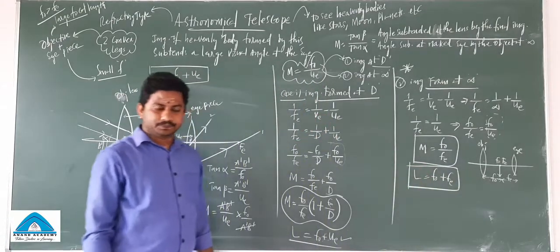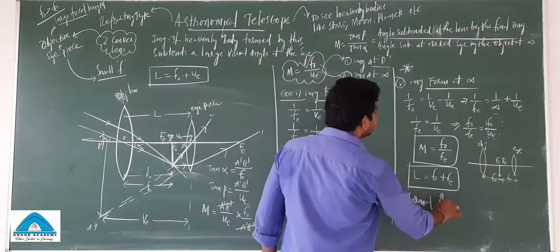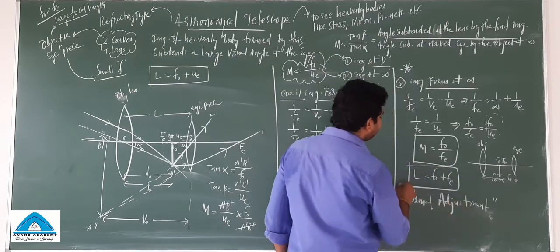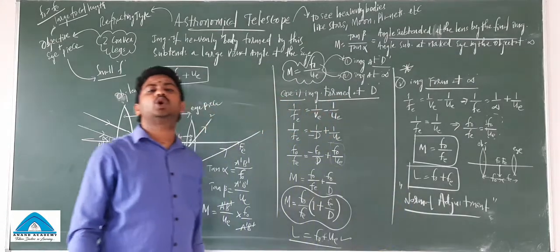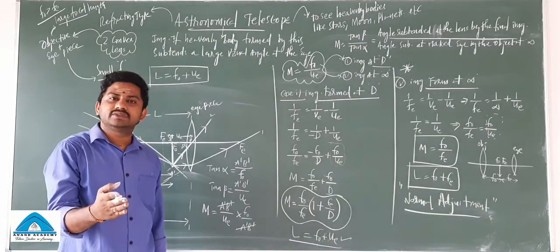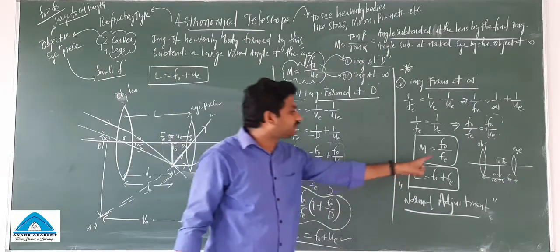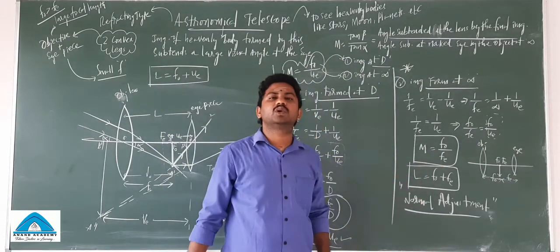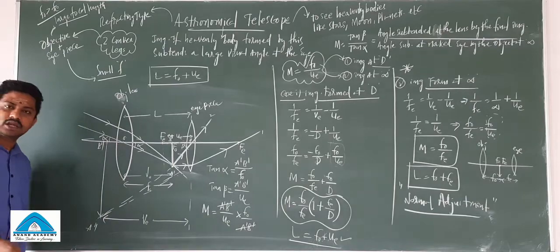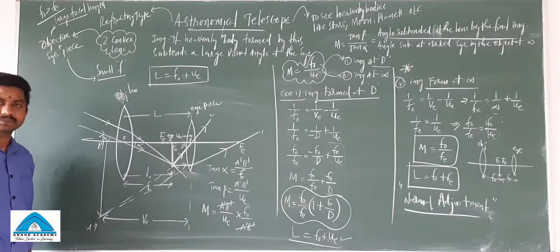Okay. Now, commonly this is the case called normal adjustment. When they say find the magnifying power of an astronomical telescope at its normal adjustment, normal adjustment means the image will be found at infinity. The magnifying power will be f naught by fe, and the length of the telescope will be f naught plus fe. So this is how the concept can be discussed, and let us solve a few numericals related to the astronomical telescope.